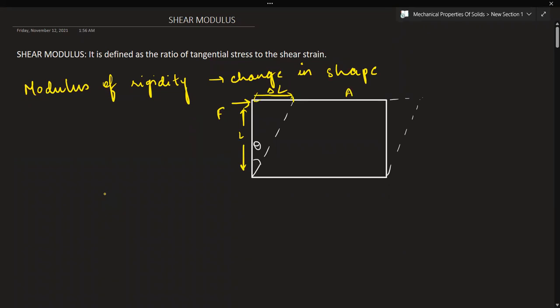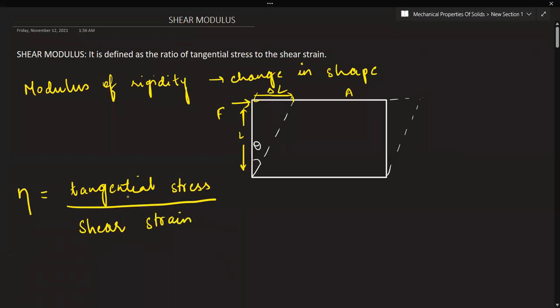Now see, the way Young's modulus was the ratio of normal stress to the longitudinal strain, if the ratio is between the tangential stress and the shear strain, then that particular modulus of elasticity is known as shear modulus or modulus of rigidity. So modulus of rigidity is represented by the symbol eta. So eta is equal to tangential stress divided by the shear strain.